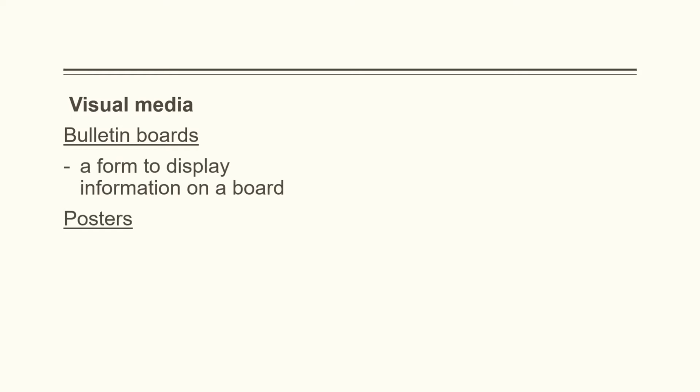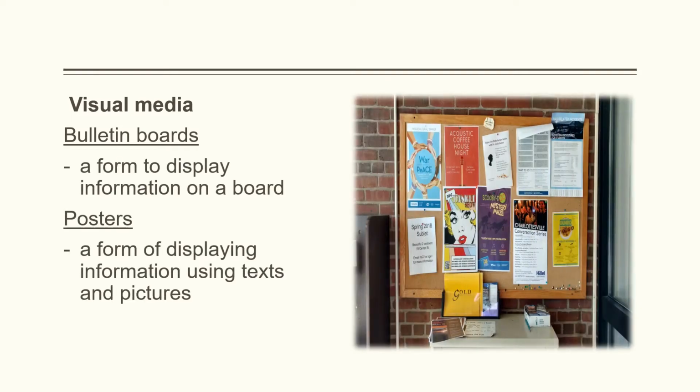And we have visual media: bulletin boards, a form to display information on a board, and posters, a form of displaying information using text and pictures. Both bulletin boards and posters go along with each other. These two are usually found where people gather around, like memos, lost and found, scheduled meetings, and announcements.